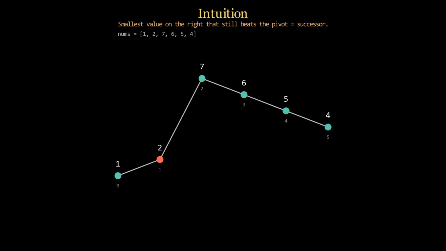We want the very next permutation, so we increase the pivot by the smallest possible step. Look only to the right of the pivot and pick the smallest entry that is still larger than 2. That successor is 4. Swap the pivot and the successor.